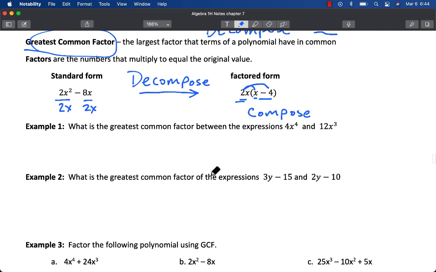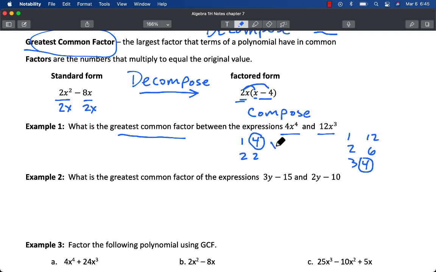All right, example 1 is simply practicing finding the greatest common factor between two expressions. These are monomials, and we want to look at their factors. We can see that 4 would be broken down into either 1 and 4 or 2 and 2. 12 would be broken down into 1 and 12, 2 and 6, or 3 and 4. Now, what do they both have in common? Well, that's 4.